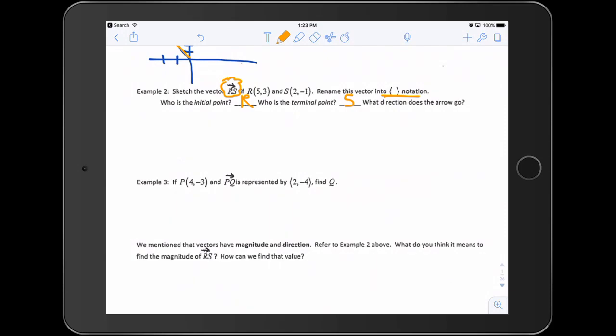Well, my advice is always to sketch it really quick. So I have 1, 2, 3, 4, 5, 1, 2, 3. There is my R point. My terminal point, which is S, is at 2, -1. And this vector, because it starts at R and ends at S, notice that we have a downward to the left. Our direction is a downward to the left direction.